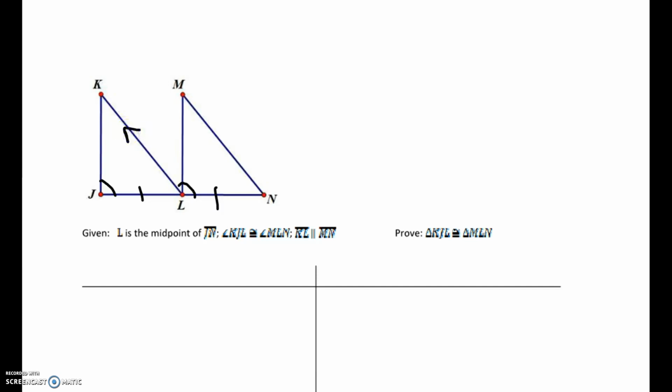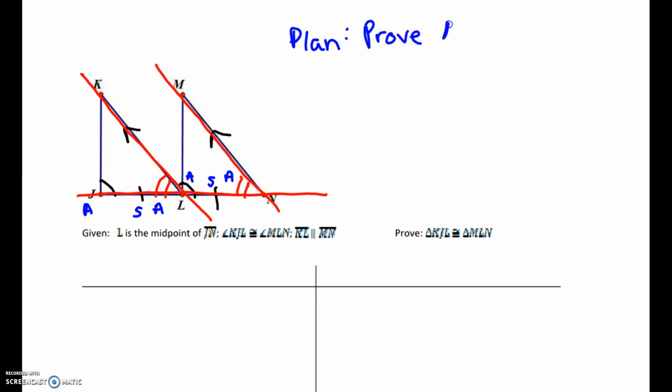So I'm going to mark it as parallel. KL is parallel to MN. Now, we actually get to use some of those parallel line theorems we learned before to add on to this diagram. So we learned when we've got two parallel lines, which we do, that's KL and MN, cut by one transversal, it's like JN, then the alternate interior angles are congruent. So that would mean that this angle would be congruent to this angle by alternate interior angles. So what ends up happening in this proof is I end up with an angle, a side, and an angle. So my plan is going to be to prove my triangles congruent by ASA.